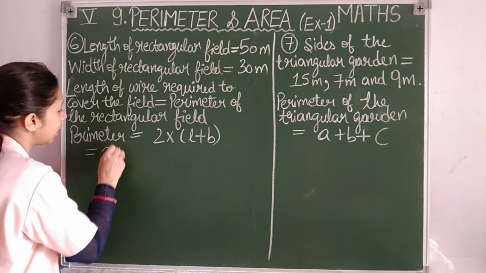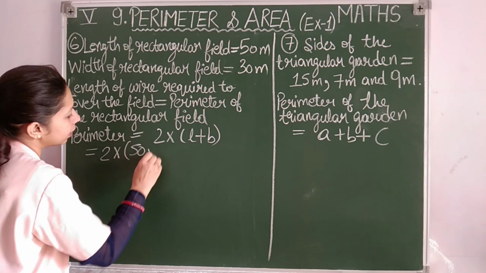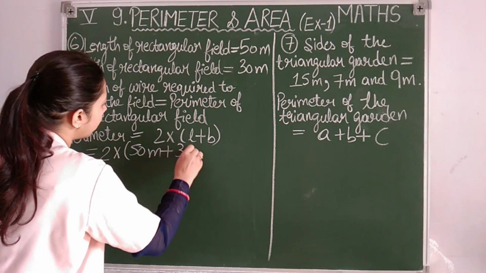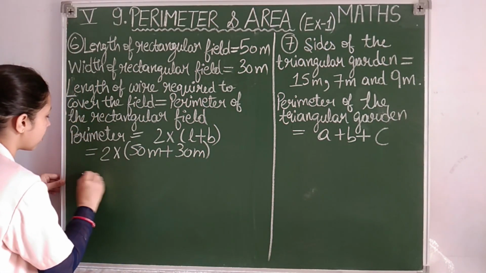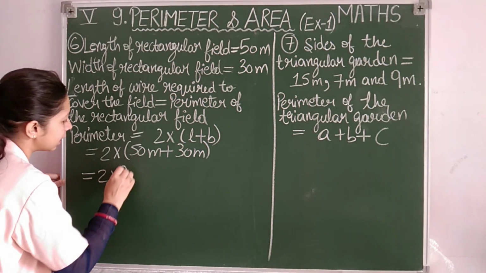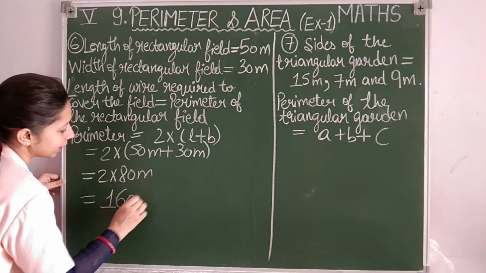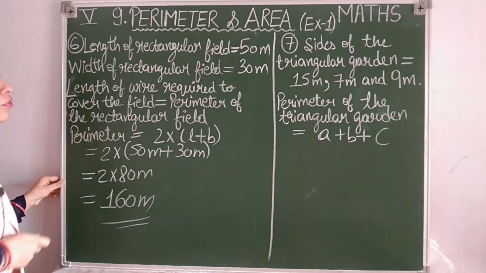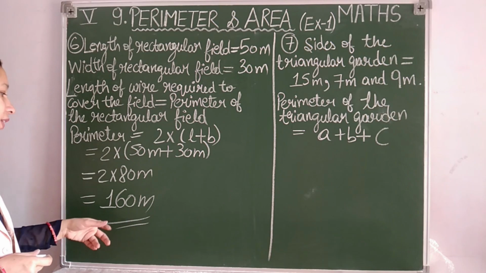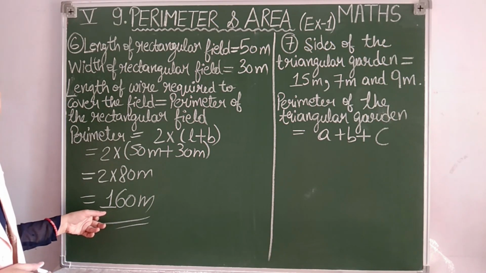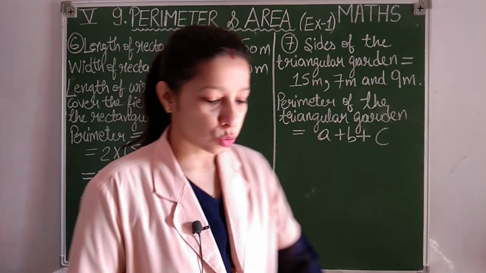2 into L plus B. So 2 into 50 meters plus 30 meters. So 50, 60, 70, 80. On adding I will get 80 meters and on multiplying 2 into 80 how much? 160 meters. So the perimeter of the field or the wire required to cover the field will be of the length of 160 meters. Okay, question number 7, students.